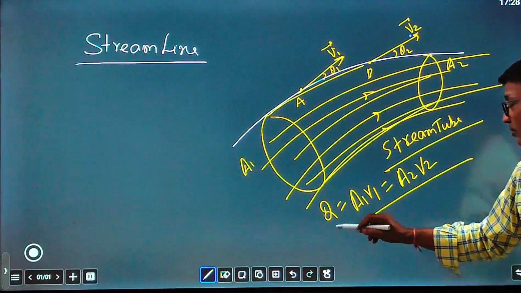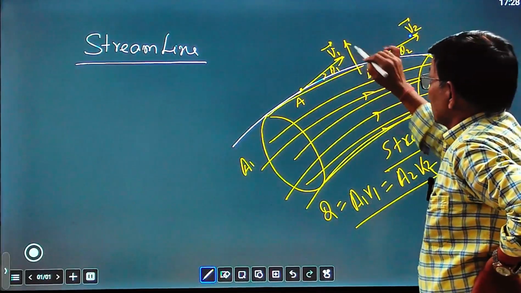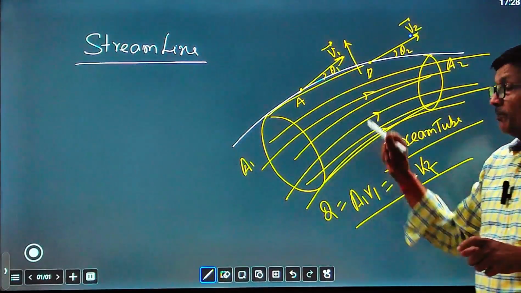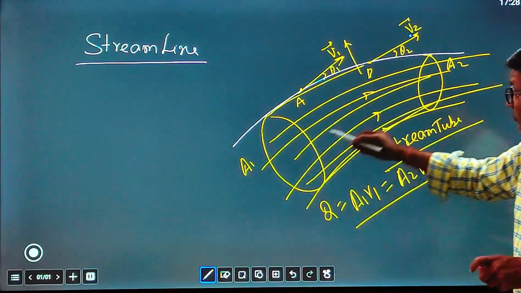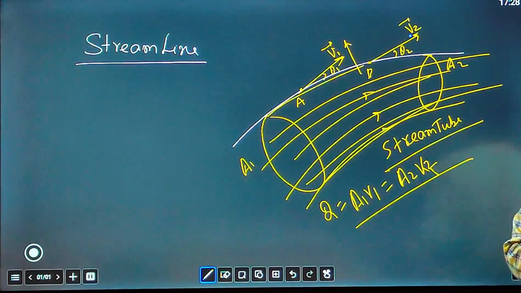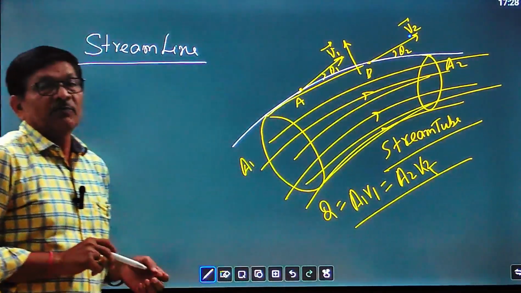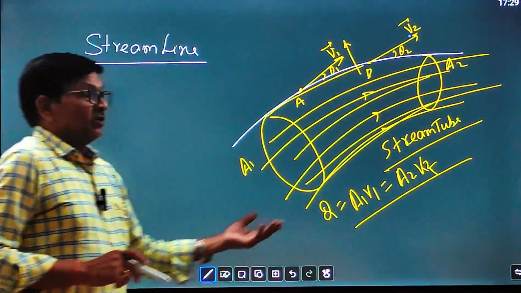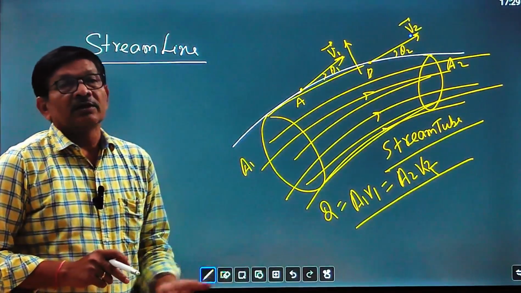So this concept also applies for the stream tube, because across the surface of the stream tube there is no flow taking place. Volume is flowing only through this stream tube, not across the surface. So the continuity equation will follow for incompressible flow. For incompressible flow, for one-dimensional, Q equal to A1 v1 equal to A2 v2, because rho remains constant, so density remains constant for incompressible flow. This is the concept of stream tube.